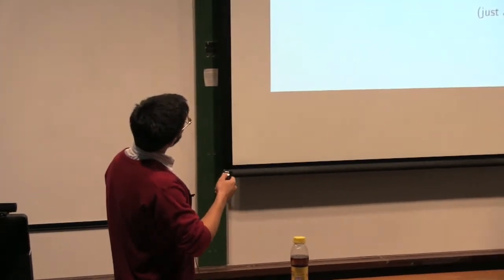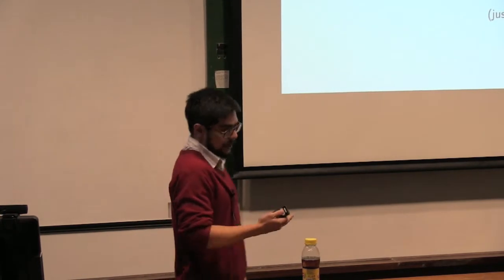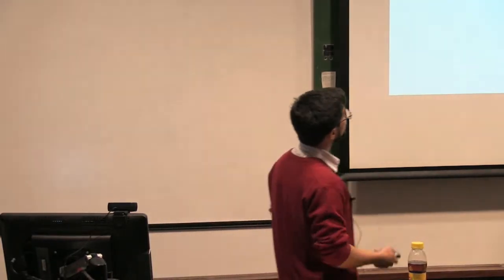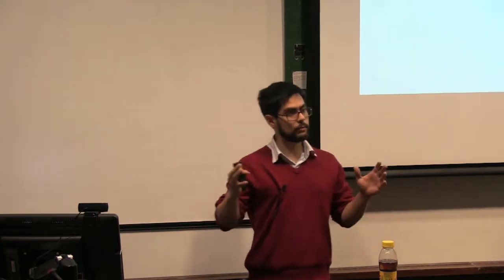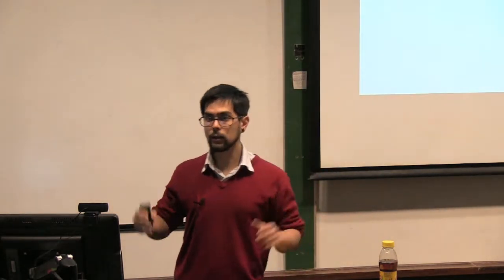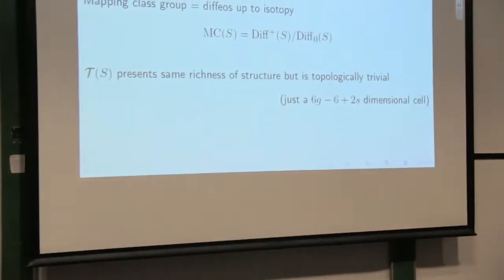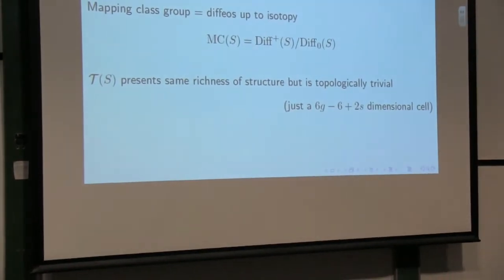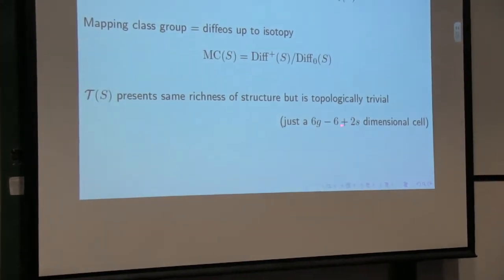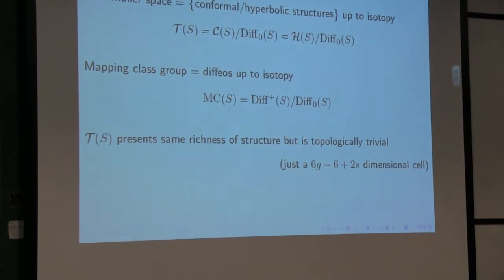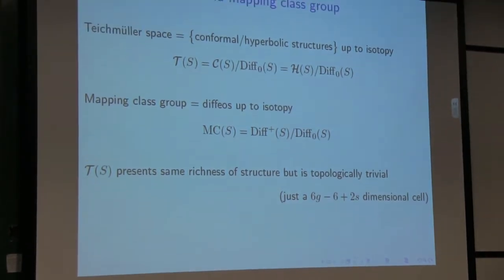And now if we consider Teichmüller space, it still has the same amount of structure as the Riemann moduli space, so you can just pull back from the projection map and you have all the structure that I spoke about before. But now it's very simple. It's just some open ball, an open cell of this dimension. So it's 6G minus 6 plus 2S dimensions. Of course, this dimension depends very much on the choice of boundary conditions around the punctures.